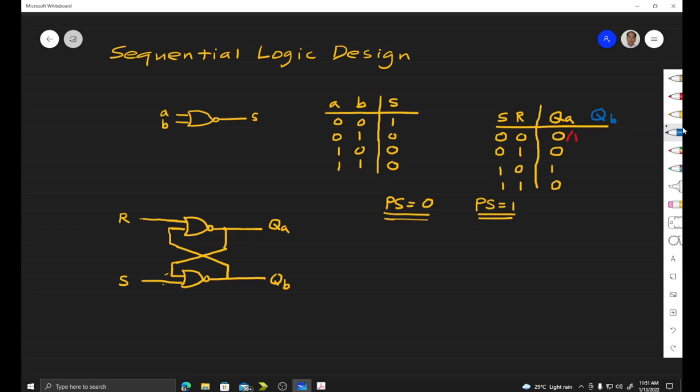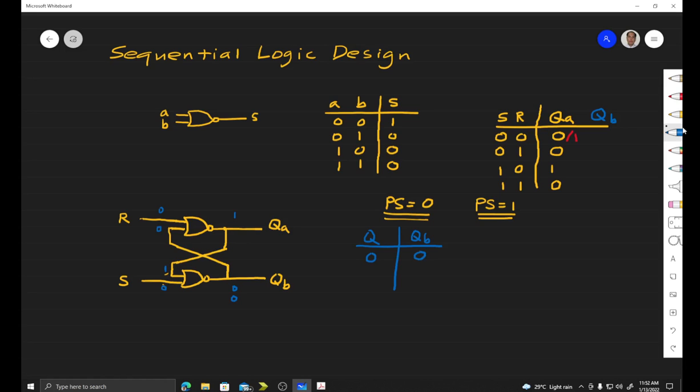So let's say our present state here is 0. So we have Q, then we have our QB. So present state is 0. Since this is 0, we have here 0. Let's say input for R is 0. So 0, 0 gives us 1. Then this is, let's say, 1. Then for S equals to 0, that is 1, 0. Then this gives us 0. Okay?